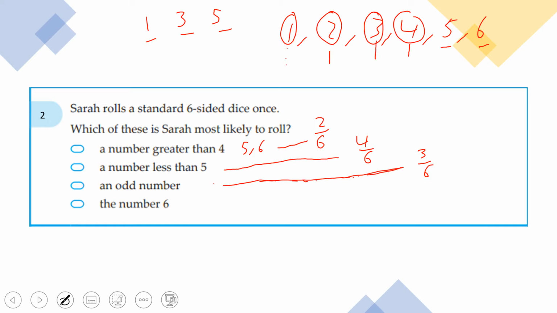Last one, the number 6. The only number that will fulfill the criteria of being number 6 is, of course, number 6, which means it's only one option. So it's only one option out of 6.